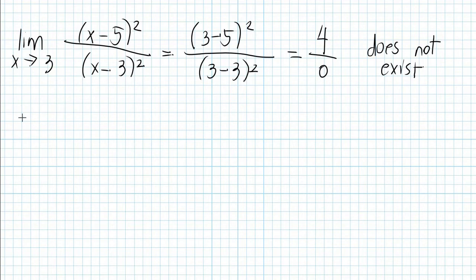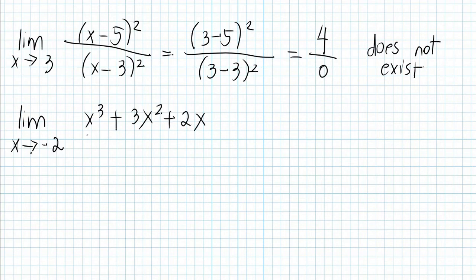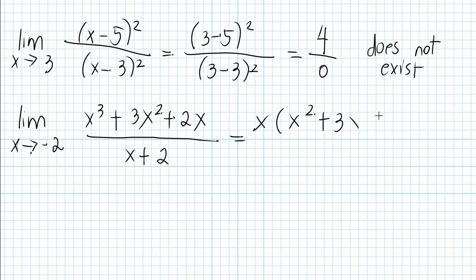Here's another example that we can work on. The limit as x approaches negative 2 of x cubed plus 3x squared plus 2x all over x plus 2. Notice that we can factor the numerator. If we directly substitute negative 2 here, we will get a 0 value for the denominator. So we're factoring so that we can manipulate the equation and get a value.